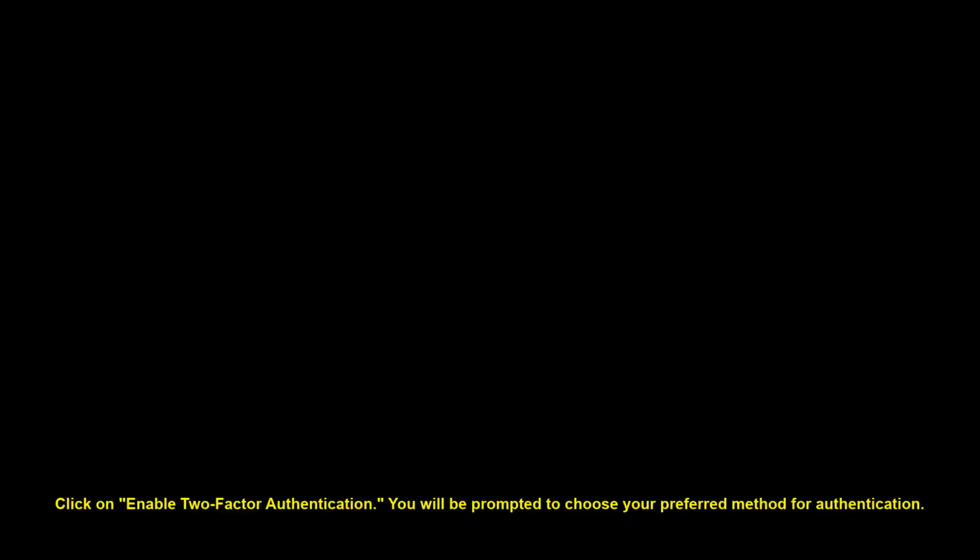Look for the two-factor authentication option. Click on Enable Two-Factor Authentication. You will be prompted to choose your preferred method for authentication. Select between using an authentication app or receiving SMS messages.